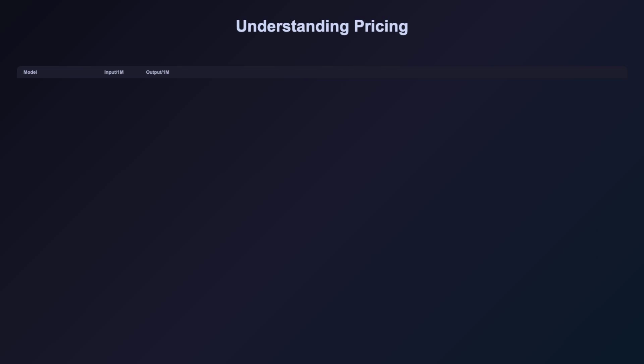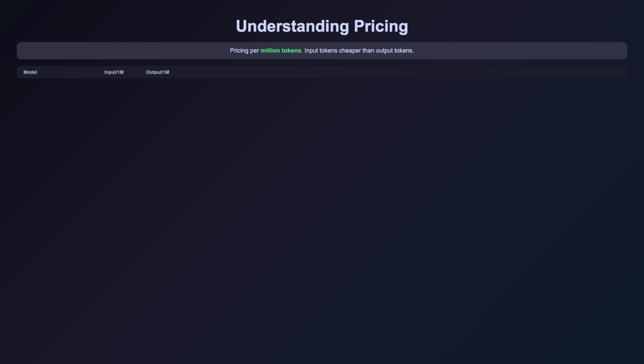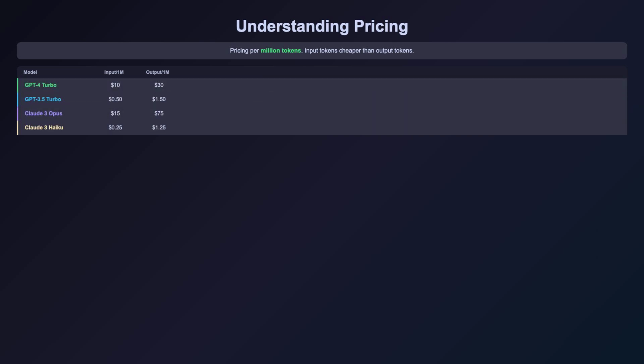AI API pricing can be confusing, so let's break it down clearly. Pricing is per token. Remember, a token is roughly 4 characters or 3/4 of a word. Input tokens, what you send, are usually cheaper than output tokens, what the model generates. Let's look at current pricing.